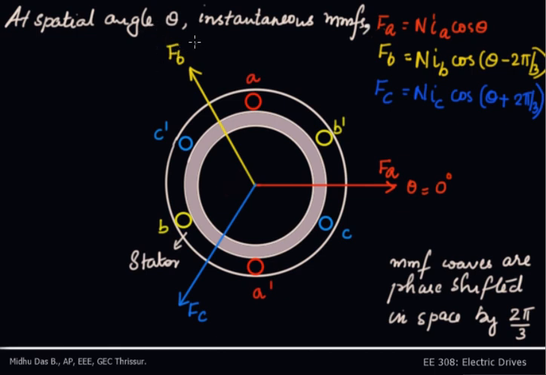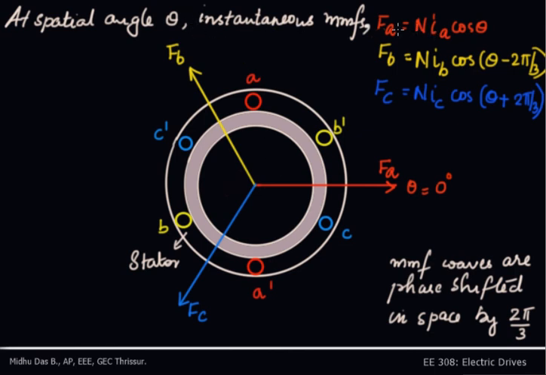At space angle theta, as I said before, we are going to follow the convention that theta equal to 0 along this direction. So along with the A phase, we have added B phase and C phase. Now if B dash is here, the direction of MMF produced by the positive MMF is FB in this direction, and for the C phase winding, FC is in this direction. Please note that there is an angle difference of 120 degree between the axes of the MMFs.